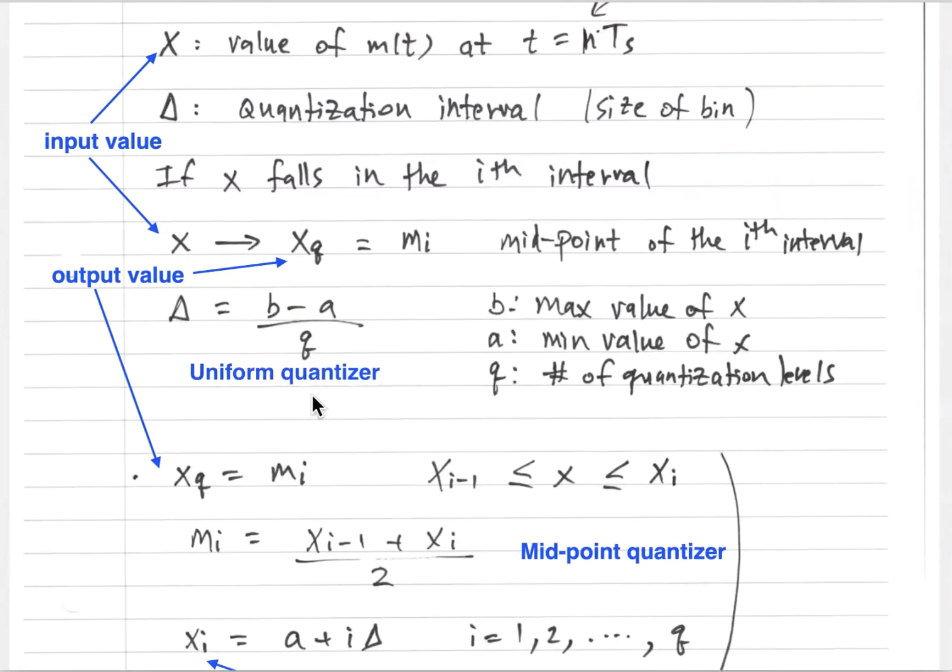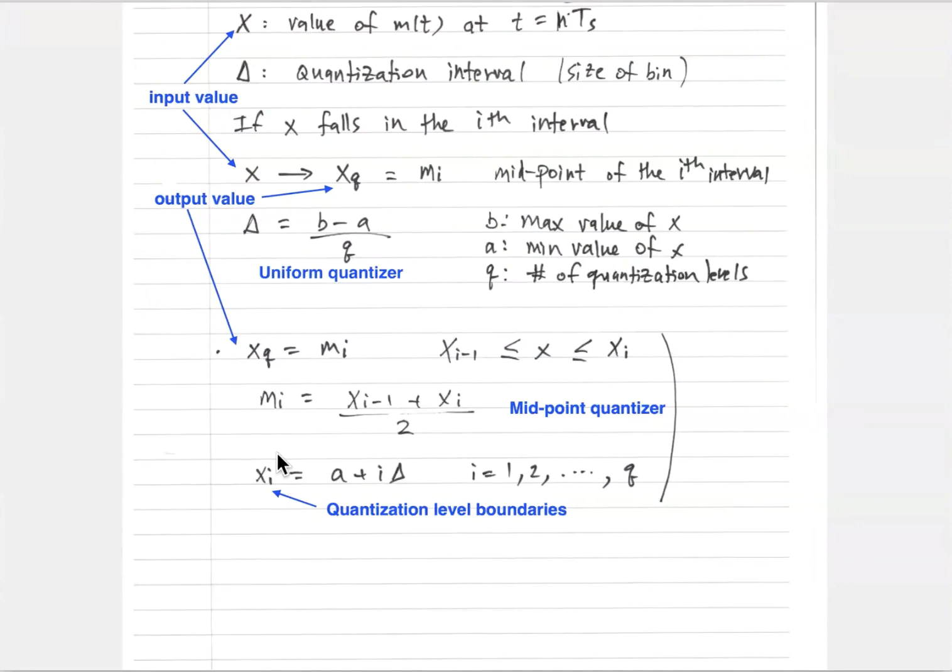If all the bin sizes are the same, if I have Q levels and a dynamic range of B minus A, suppose the signal has max value of B and min value of A, so the dynamic range is B minus A. If I have Q levels and a uniform quantizer, the bin size is (B minus A) over Q. We want to be on the same page in terms of notation.